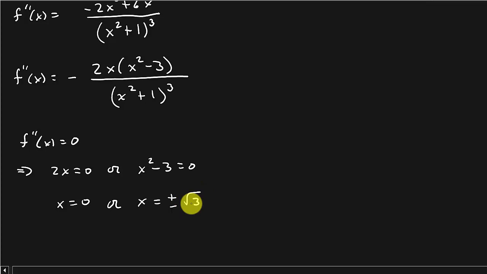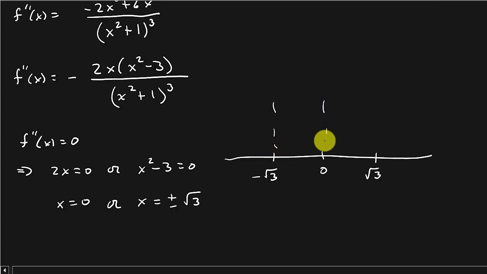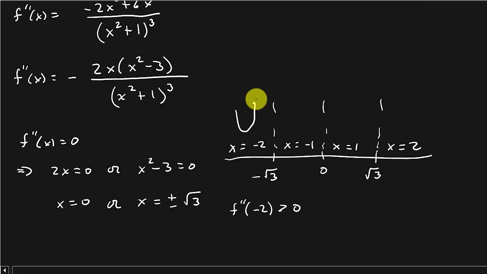All right, so now plot that on the number line. So I've got 0, negative square root of 3, and square root of 3. I'm going to pick a number from each region: x equals negative 2, x equals negative 1, x equals 1, and x equals 2. So now we have f double prime of negative 2, and I'm plugging the negative 2 into here. When I plug the negative 2 in, I actually get a positive. And so that's concave up. And then I'm going to plug in the negative 1. When I plug the negative 1 in, that's less than 0.